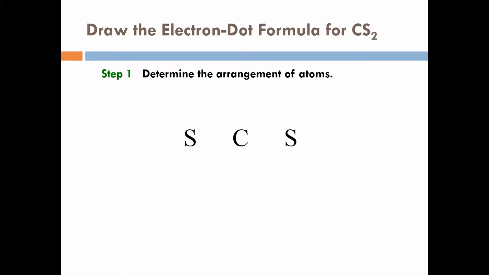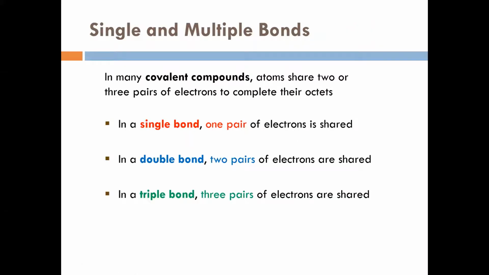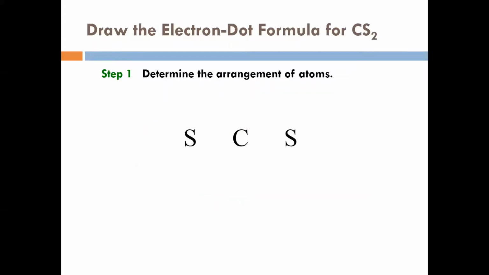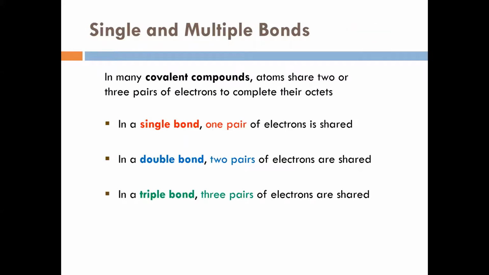So let's actually see one and how it will play out. And why would this happen? A good example here would be CS2. In this case, the reason why we share multiple pairs of electrons is because the number of valence electrons between the 2 of them wouldn't be enough to make single bonds. So they're going to have to share multiple pairs to actually be happy.